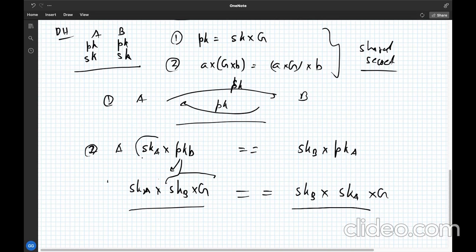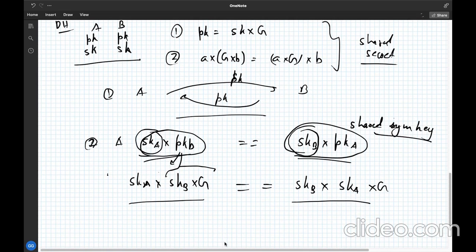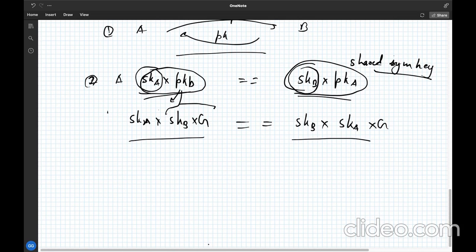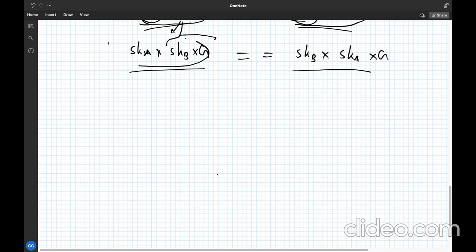Only A knows this because only it has access to the secret key, and only B knows this value because only it has access to the secret key of B. So there is no other party in the world that knows the value of this and this, and we can use this. Now we can use this or this as the shared symmetric key. So now that A and B have the secret key between the two, they can use this as the symmetric encryption scheme.